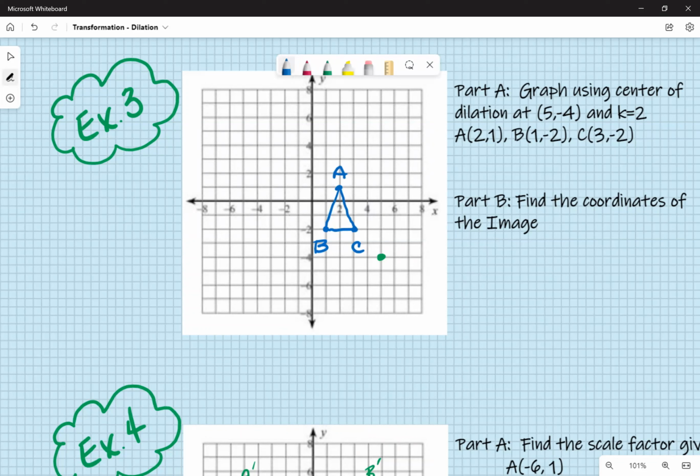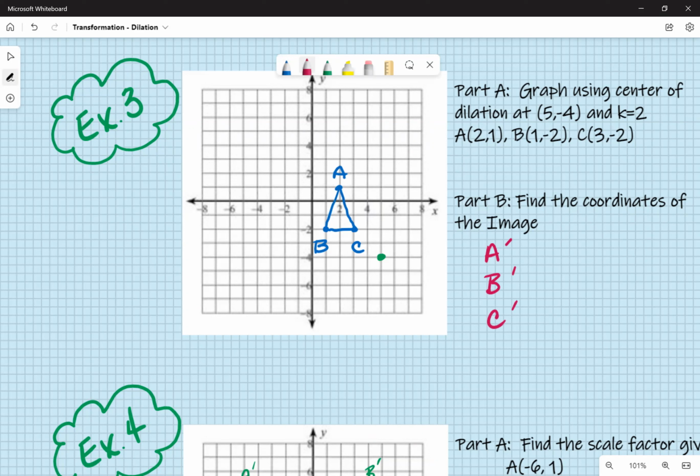Okay, now I know that I have a scale factor of 2, so I have to keep that in mind. What I am going to do now is go back to my center, which is this 5, -4, and figure out what it took for me to get to each point. So I'm going to start from A, and then list the coordinates for each one. It says find the coordinates of the image, and the image, remember, is the resulting figure. So that's going to be A prime, B prime, and C prime. That's what I'm looking for.